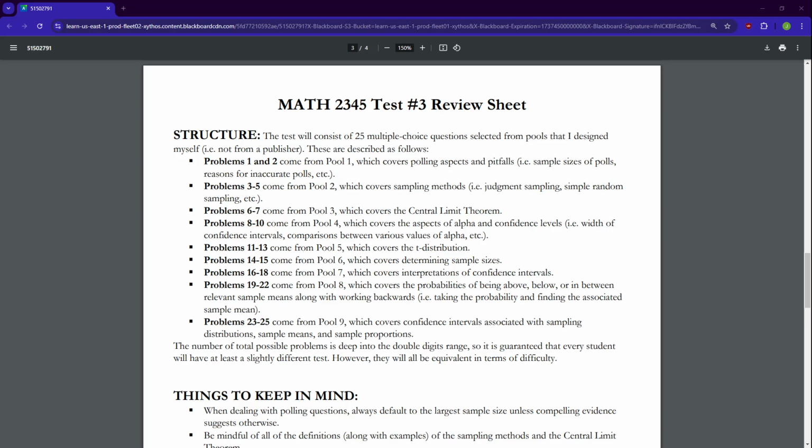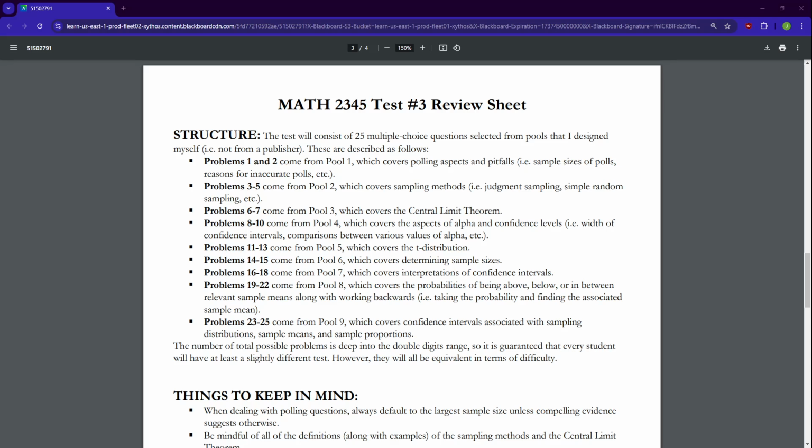The first half of the test, problems 1 through 13, are going to be heavy on concepts. There won't be that many computations on problems 1 through 13. On the other hand, 14 through 25 are going to be much, much heavier on computations. So there will generally be more partial credit for problems 14 through 25 than 1 through 13.